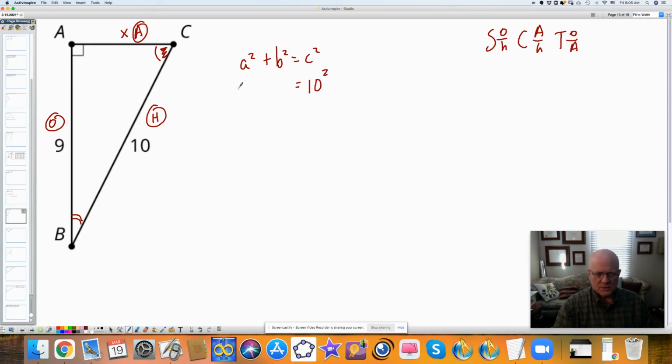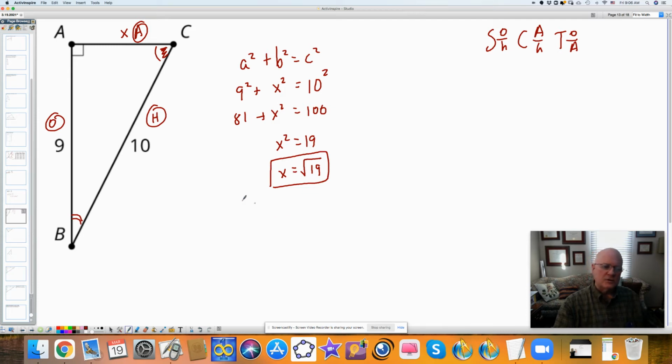So 10 squared is equal to 9 squared plus x squared. This is 81 plus x squared is equal to 100. I subtract 81 from both sides. X squared is equal to 19. X is equal to the square root of 19. That's the exact answer. Somewhere a little bit more than 4, between 4 and 5.